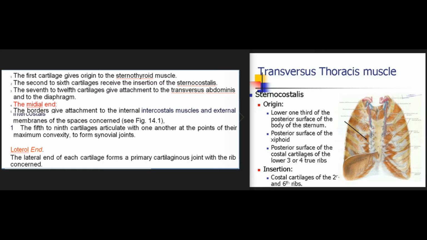4. The medial end. 5. The borders give attachment to the internal intercostal muscles and external intercostal membranes of the spaces concerned.